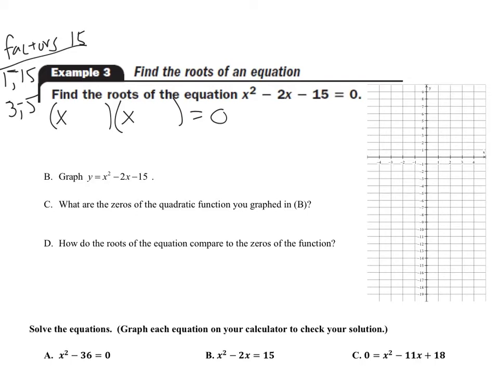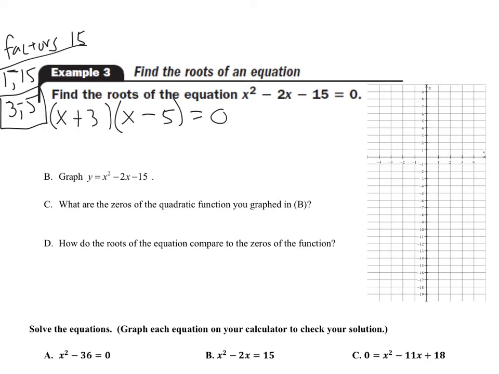And now my question is, which do I use? Do I use 1 and negative 15? Do they add to negative 2? Actually, it's 3 and negative 5. They add to negative 2. So it's going to be x plus 3 and x minus 5. That then allows me to solve.